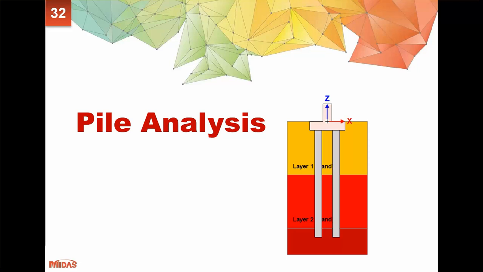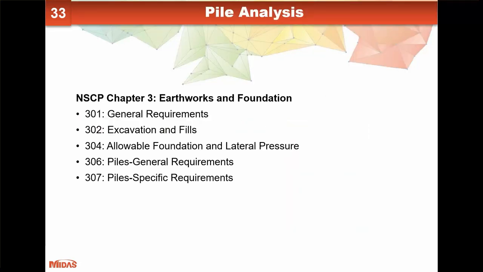I'm going to discuss briefly how to do the pile analysis. There are certain guidelines in NSCP Chapter 3 for earthworks and foundation. On Section 301, the general requirements are located there, and then 302, the excavation and fills. 304, the allowable foundation and lateral pressure. 306, the piles general requirements. And 307, the pile specific requirements.